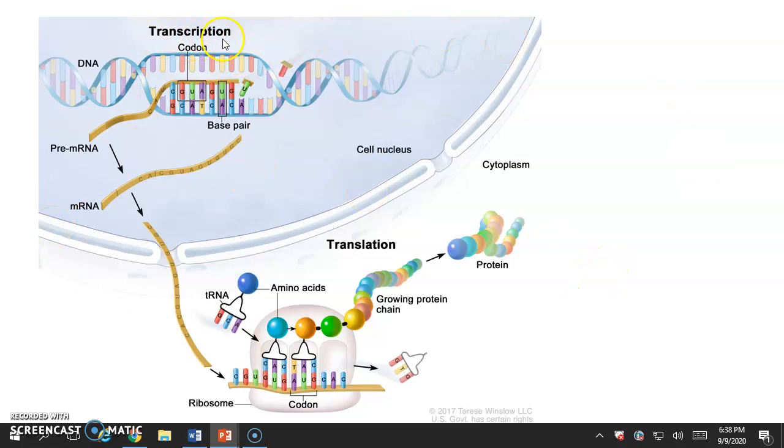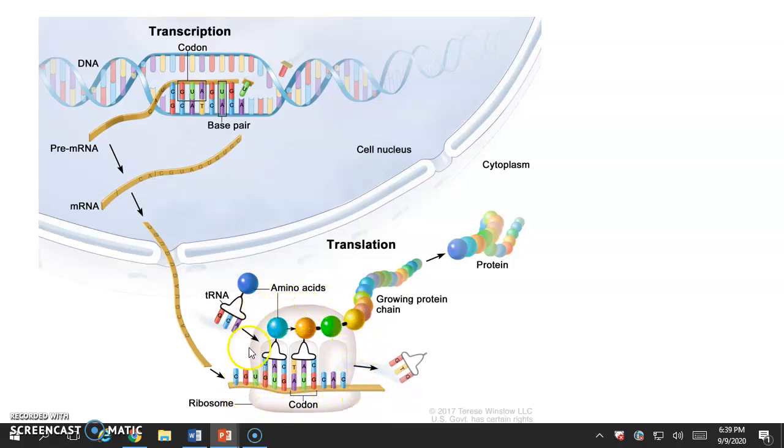So the transcription process happens first. It happens inside the nucleus. And then the second process happens in the cytoplasm, or outside the nucleus. And it actually happens at ribosomes. That was our function of ribosomes, that ribosomes are the site of protein synthesis, and that's true.